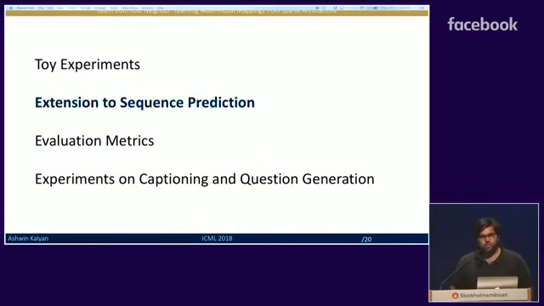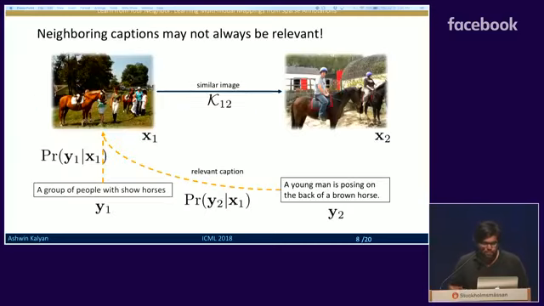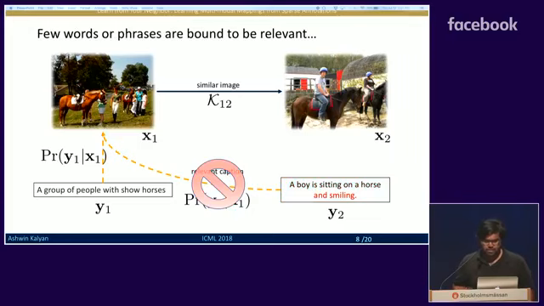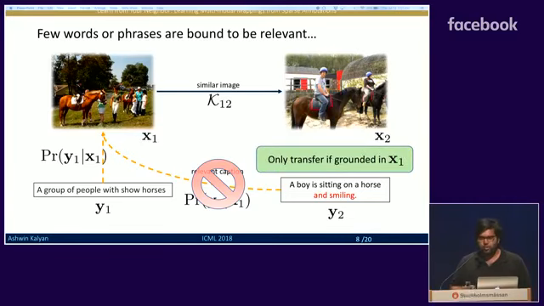Now let us discuss how our model applies to the sequence prediction tasks that we are interested in. As some of you might have realized, it's not always possible to transfer the caption. For example, if I say a boy sitting on a horse and smiling, there is nothing in the first image that tells me about smiling. So we propose a small modification: you can only transfer words to the first image if they're grounded. If I find any grounding in smiling, I will transfer it to the first image. If not, I won't.